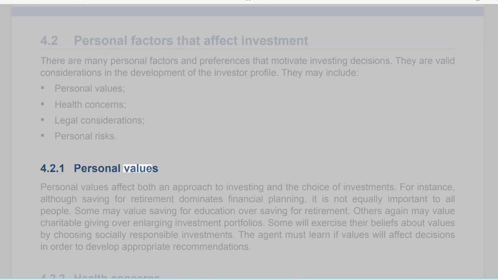4.2.1 Personal values. Personal values affect both an approach to investing and the choice of investments. For instance, although saving for retirement dominates financial planning, it is not equally important to all people. Some may value saving for education over saving for retirement. Others again may value charitable giving over enlarging investment portfolios. Some will exercise their beliefs about values by choosing socially responsible investments. The agent must learn if values will affect decisions in order to develop appropriate recommendations.